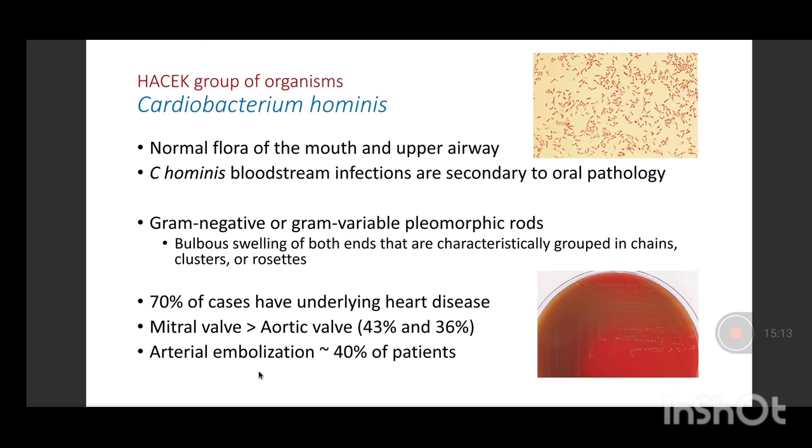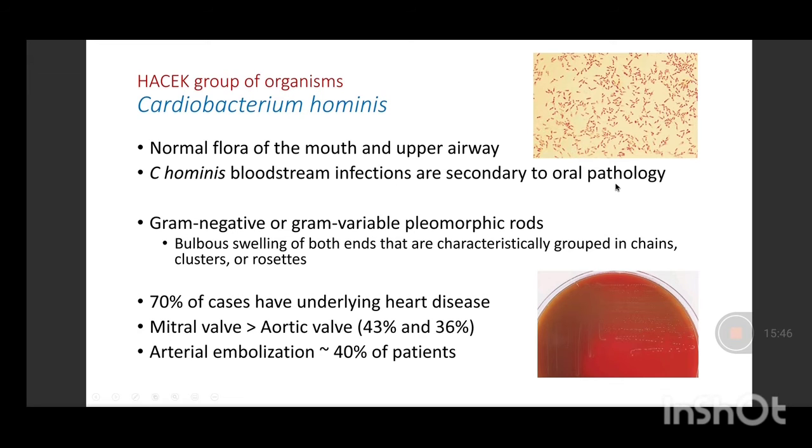Next bacteria is the Cardiobacterium hominis. It is interestingly a bit different if you see the gram stain. It has bulbous swelling at both the ends and is characteristically grouped in chain clusters, or what we can say rosettes, a star-like arrangement. So that kind of thing can be seen. This is from the culture, so you may not be able to see it, but the arrangement is more commented upon when they are coming from the liquid media.